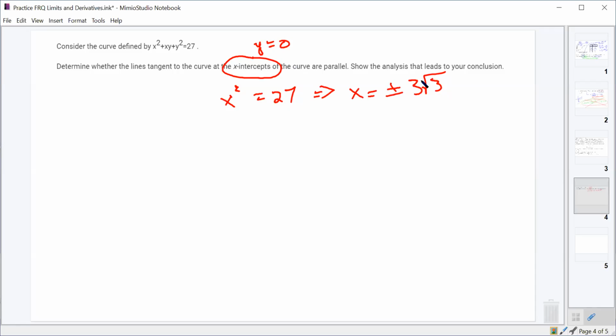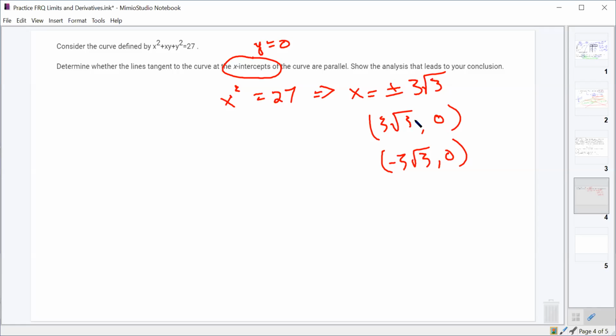Good. All right. Then we need to look at the tangent lines to the curve at those points. So those 2 points are 3 root 3 comma what? 0? And negative 3 root 3 comma 0. So in order to write tangent line equations, we need 2 things. We need a point and we need a slope. So we got the points, we just need to find the slopes.